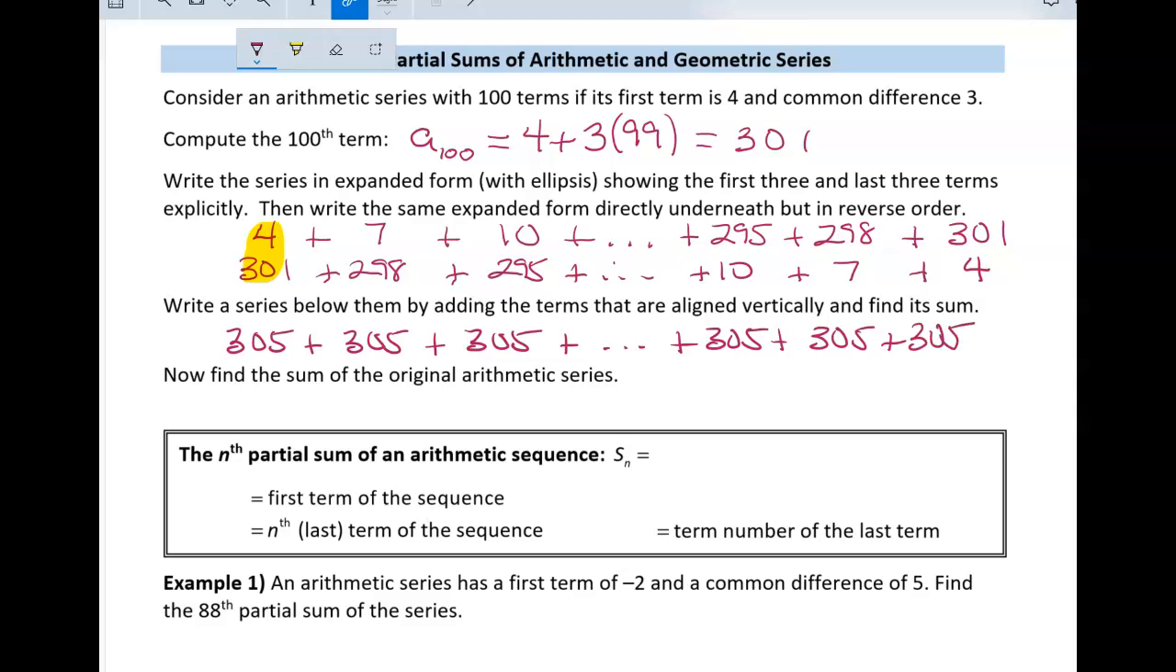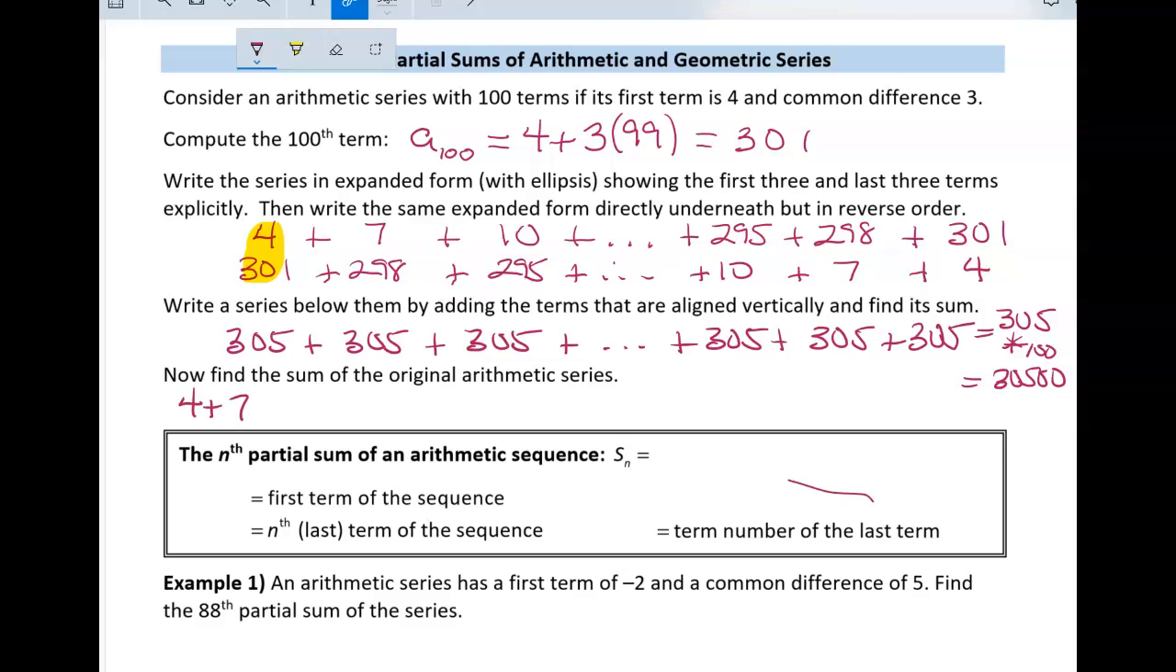And now we just have a bunch of 305s that are added together. How many of them? Well, there were 100 terms, so there are 100 305s to add together. So those add up to 305 times 100, which is 30,500.